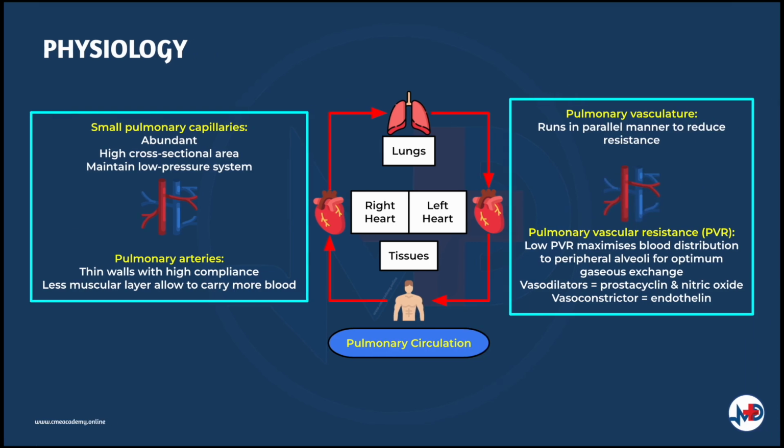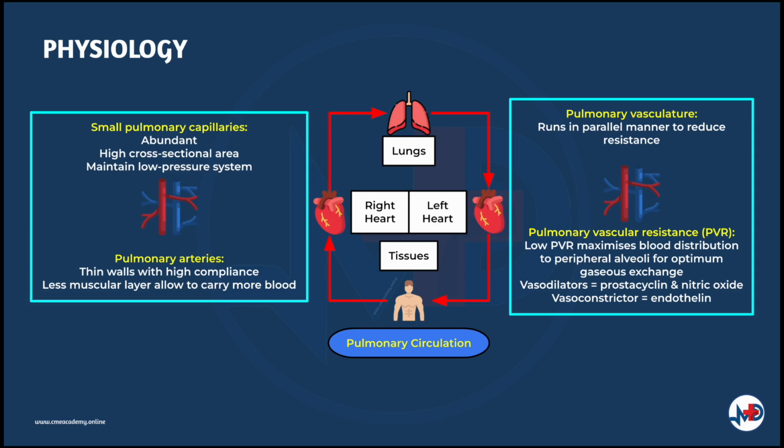Although the pulmonary circulation is faced with the entire cardiac output, the abundance of small pulmonary capillaries with high cross-sectional area helps maintain a low-pressure system. Besides, the pulmonary arteries have thin walls with high compliance and less muscular layer, allowing them to carry more blood. The pulmonary vascular resistance is affected by various passive and active factors. A low pulmonary vascular resistance maximizes the blood distribution to peripheral alveoli for optimum gaseous exchange. The pulmonary vasculature runs in a parallel manner rather than in series, further reducing the resistance.